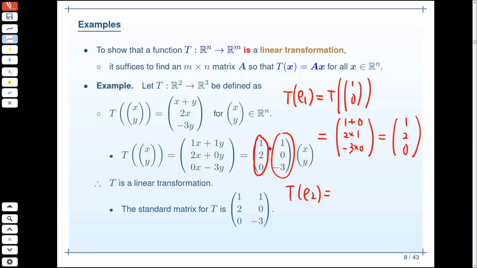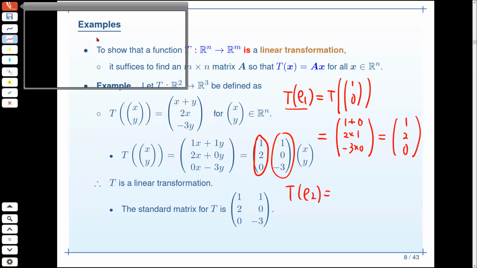But you cannot do this before you verify that it is a linear transformation. If it is a linear transformation, then it is true. Otherwise, you cannot do it. You cannot say, oh, I found TE1 and TE2, so it's a linear transformation. No, you need to verify that it has this form.